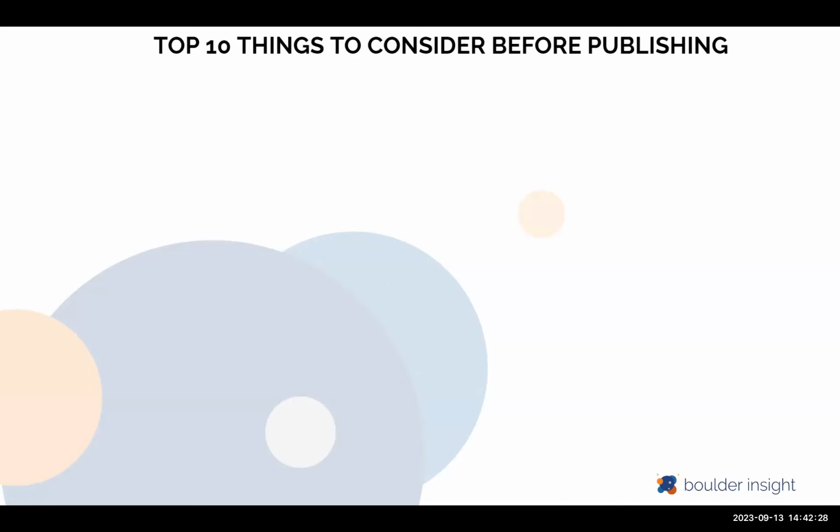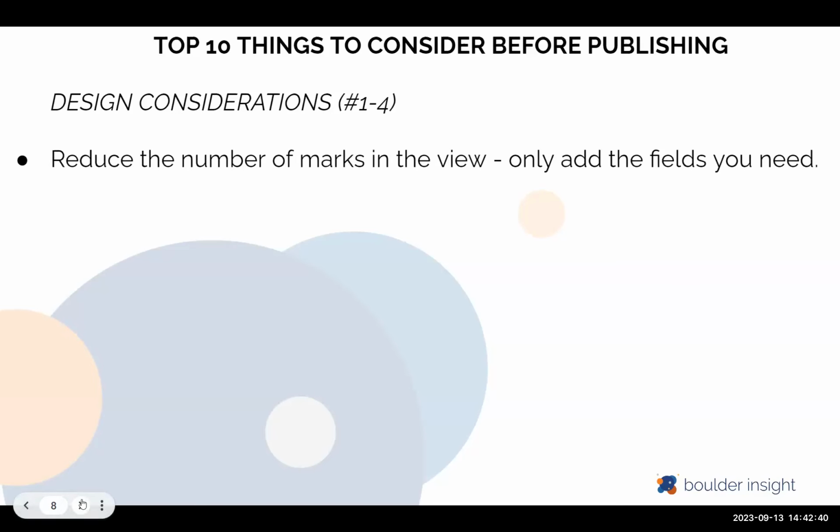The first part starts with design considerations. So out of the 10, the first 4 I'm going to talk about are related to design. And so first thing is, whenever possible, reduce the number of marks in the view. Add only the fields that you need.